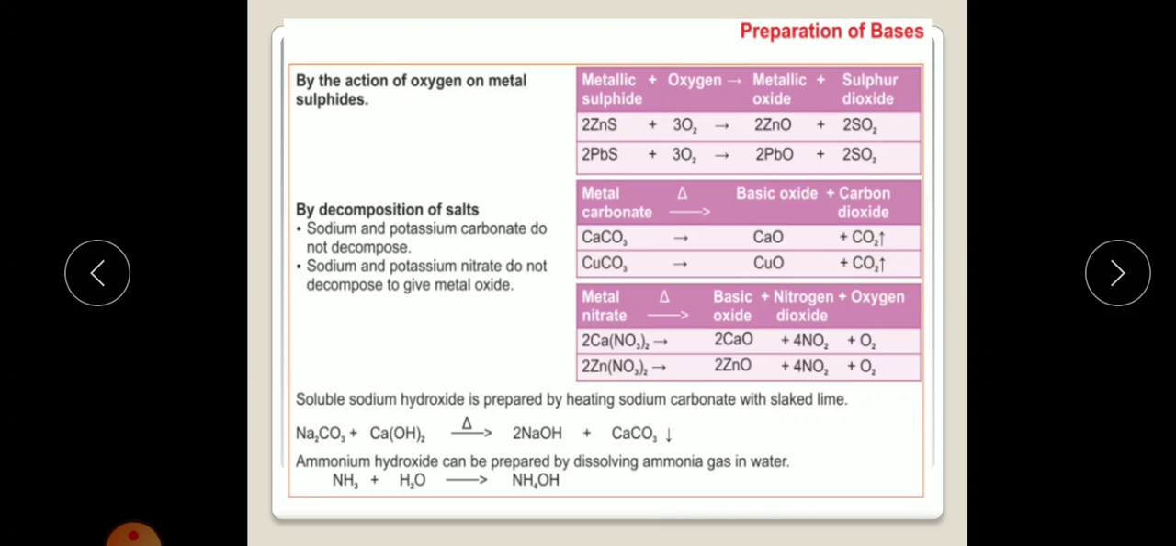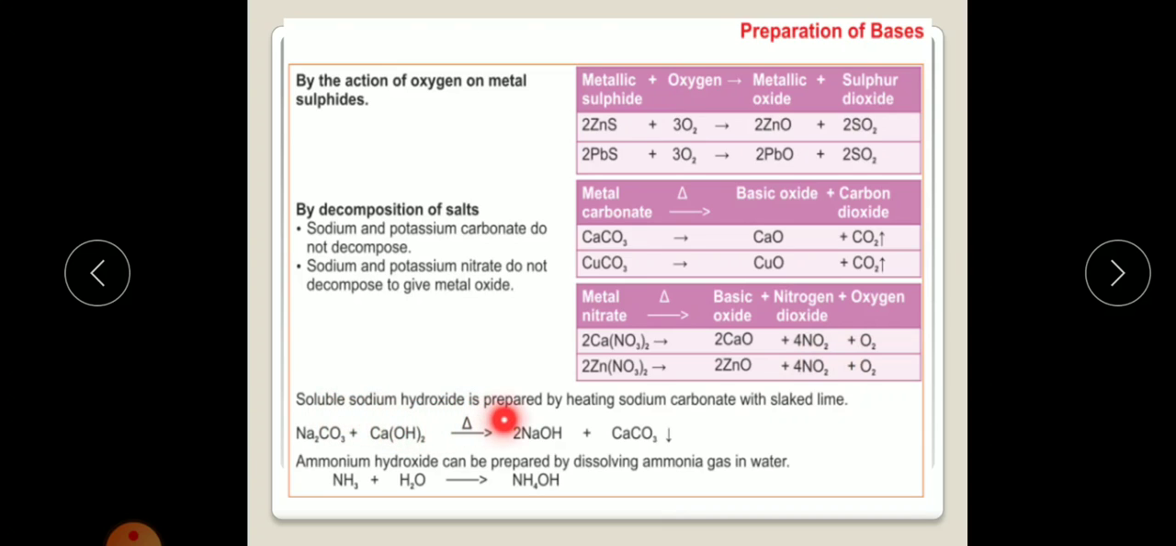Similarly, instead of carbonate, if you take metal nitrate and carry out thermal decomposition, it will form basic oxide, nitrogen dioxide and oxygen. That is, calcium nitrate on heating gives you calcium oxide, nitrogen dioxide and oxygen. So this is how we can prepare basic oxides or bases by different chemical reactions.